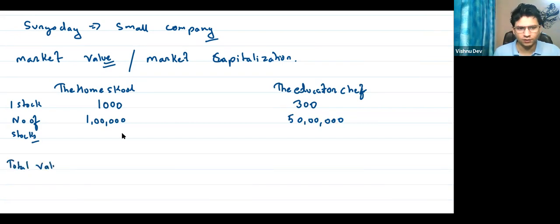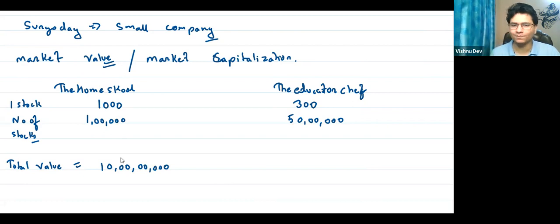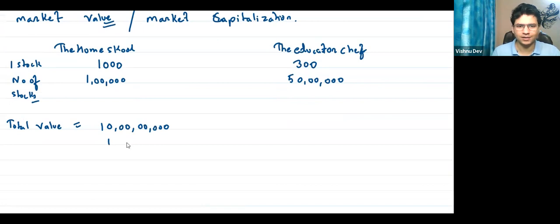For one share it is 1,000, and the number of stocks is 1 lakh. So how many zeros? 3 and 5. So how much amount is this? 10 crores, correct? So I can say the total value of the homeschool is 10 crore.